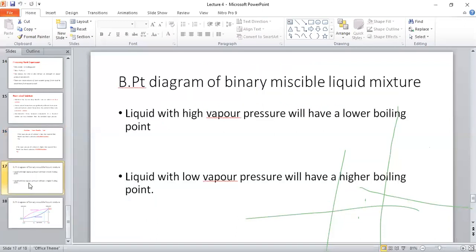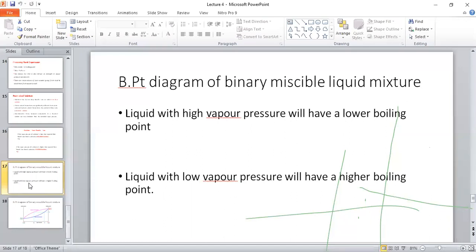Okay, now we want to see a boiling point diagram of a binary miscible liquid mixture. I gave you an example of heptane and hexane before.